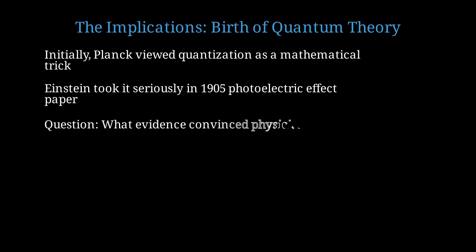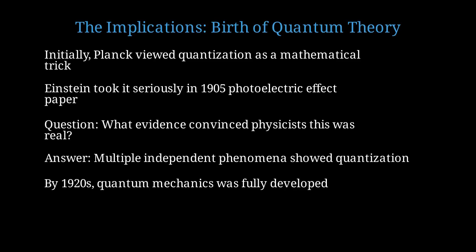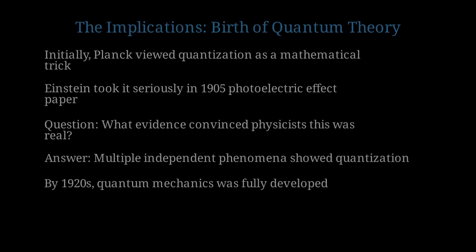The question was, what evidence finally convinced physicists that quantization was not just math but physical reality? The answer is that multiple independent phenomena all showed the same quantization. The photoelectric effect, atomic spectra, specific heats of solids, all required h with the same value. By the 1920s, this led to the full development of quantum mechanics by Heisenberg, Schrödinger, Dirac, and others.